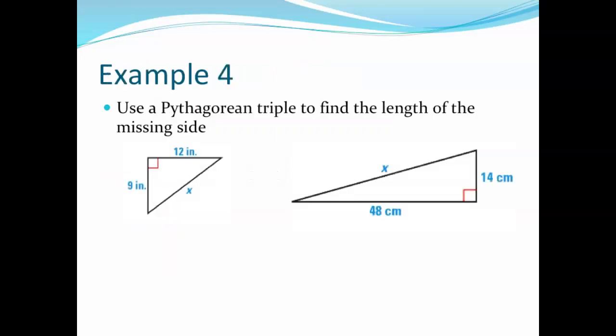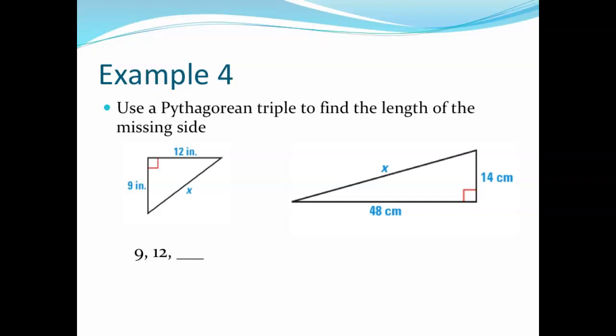Take a look at this first example. We have two legs, 9 and 12, and we have the hypotenuse as x. So, in terms of a Pythagorean triple, we're trying to find out what that third one would be, 9, 12, blank. Now we know that 9 and 12 are not themselves going to be part of a Pythagorean triple, but they could be a multiple of a Pythagorean triple.